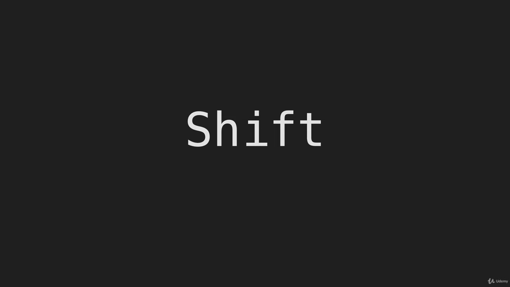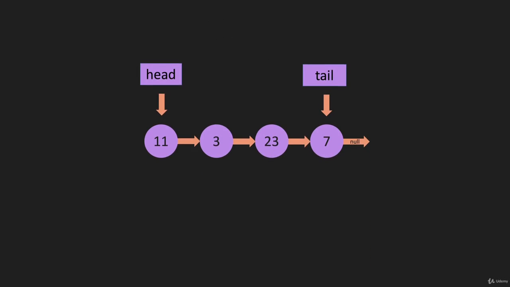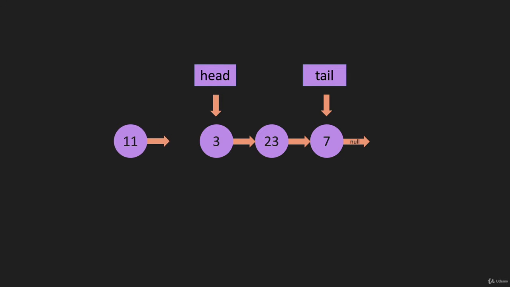Now let's do our shift method. Shift, we are going to move head over to the next item. We're going to remove the first item and we're going to return it. So same terminology as we used with an array when we are removing the first item. So we have a couple of other scenarios that we have to code for.